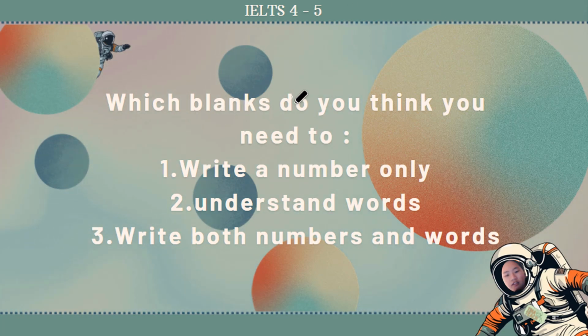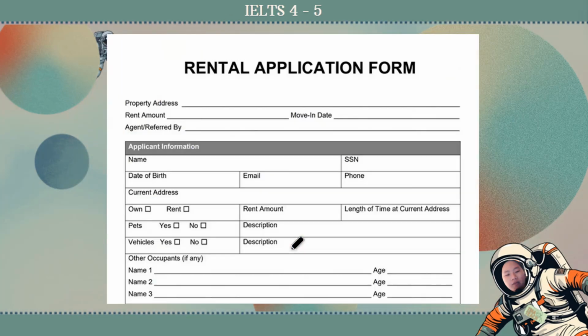Which blanks do you think you need to fill? Number 1, write a number only. Number 2, only understanding the words. And number 3, write both numbers and words. Okay, so keep these in mind because this is our form.